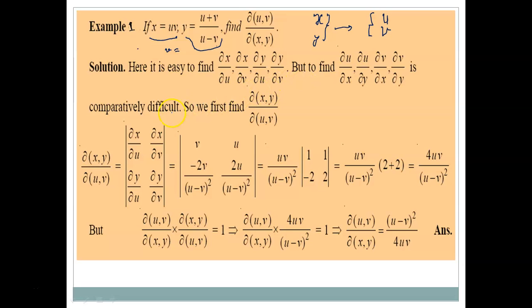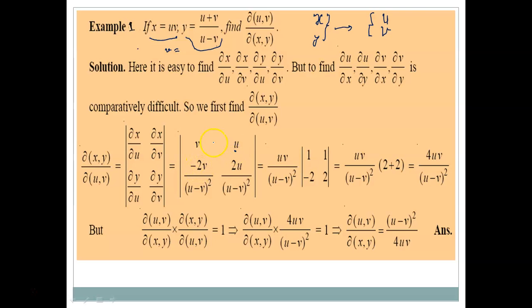Okay, so here we can obtain the value of ∂(x,y)/∂(u,v) like this: ∂x/∂u, ∂x/∂v, ∂y/∂u, and ∂y/∂v. So from here you can see ∂x/∂u is equal to v, so that is there. Then ∂x/∂v is equal to u.